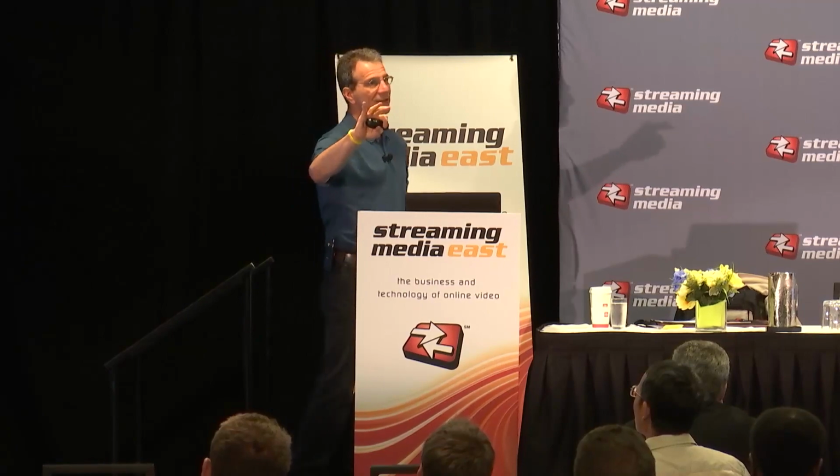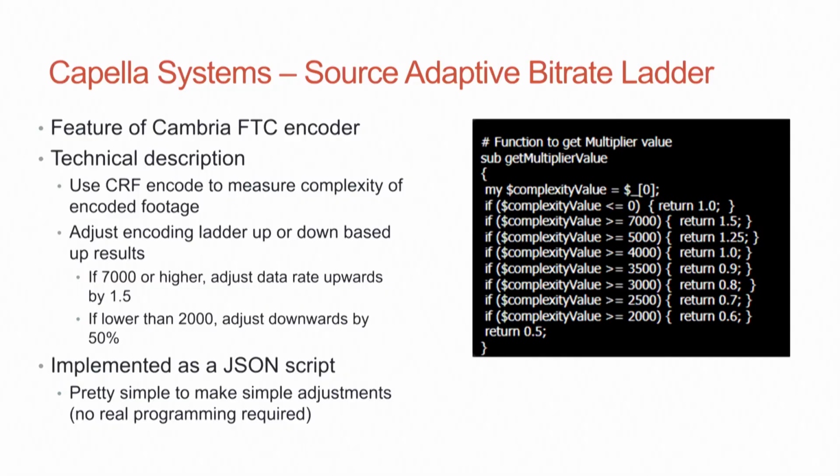So if you use CRF and the data rate is 10 megabits per second, that's a pretty hard to encode clip. If you use CRF and it's 2 megabits per second, the quality is going to be the same. The data rate of the easy to encode clip is much lower, so that tells you that clip is easy to encode. So what Capella does is it runs a quick CRF encode of the entire clip and comes up with a number. But it's not an average number for the entire clip.